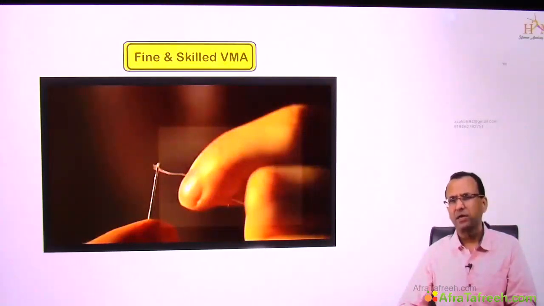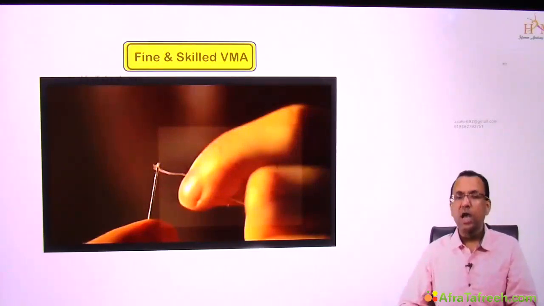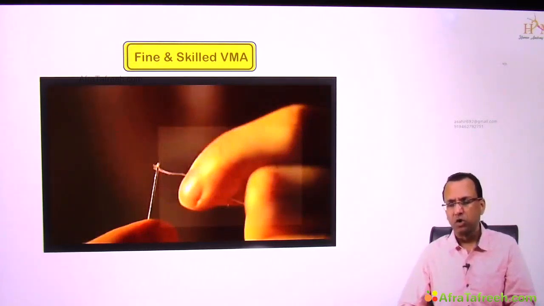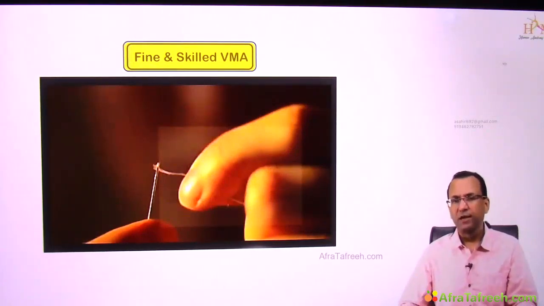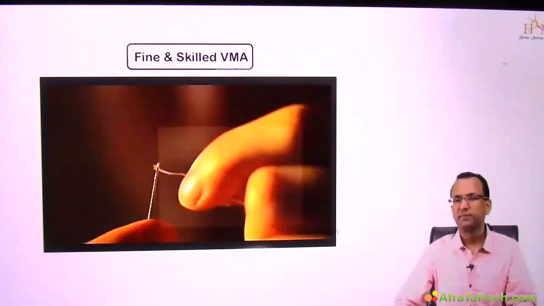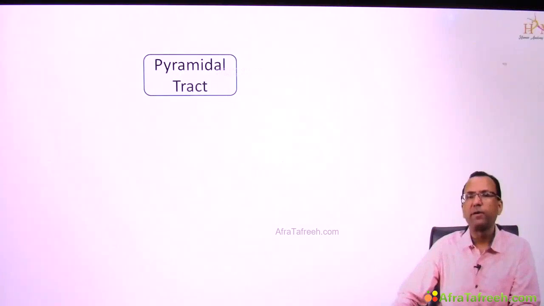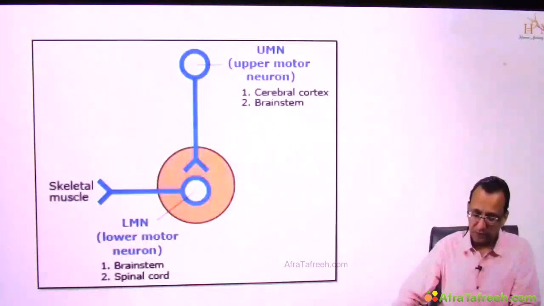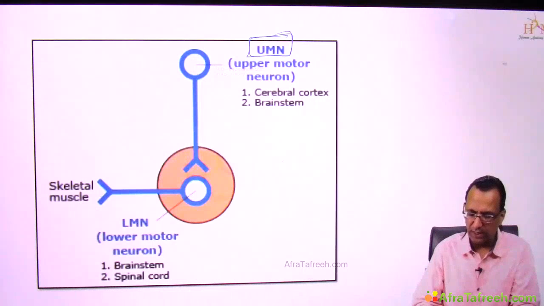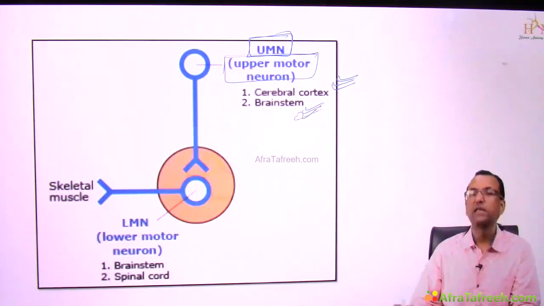Who does the planning and programming? Programming is the basal ganglia. And who coordinates? Coordination is the cerebellum. And who does the actual job? It is done by the pyramidal system, fine and skilled voluntary motor activity. Okay, so we want to talk more about the pyramidal tract now. Understand that the upper motor neuron is in the cerebrum, and it can also be in the brainstem, though mostly it is in the cerebrum. The brainstem mostly has lower motor neurons.